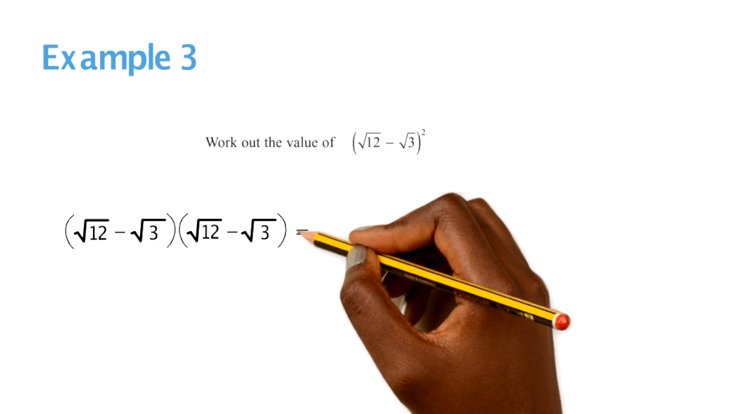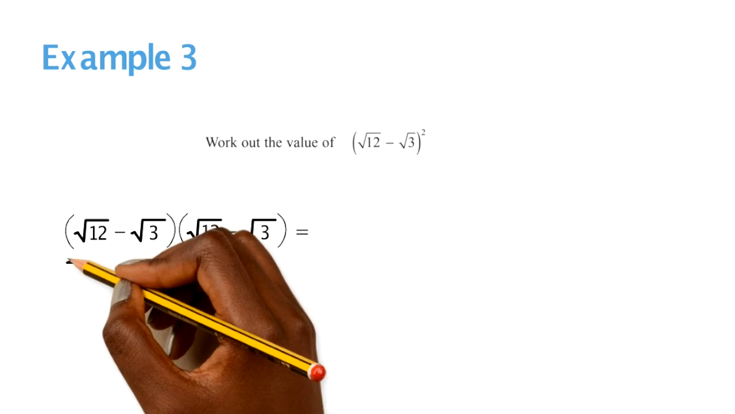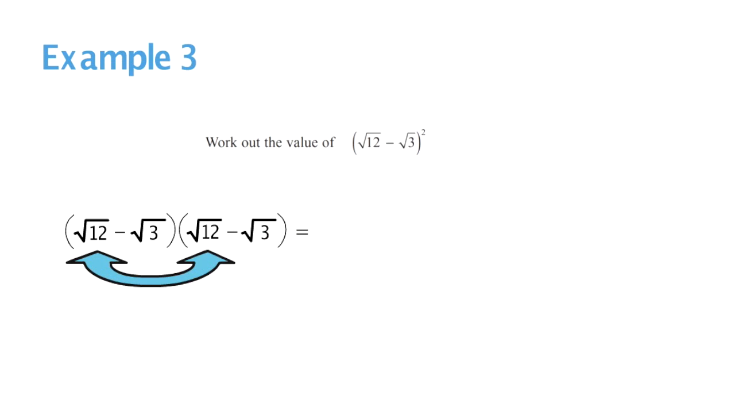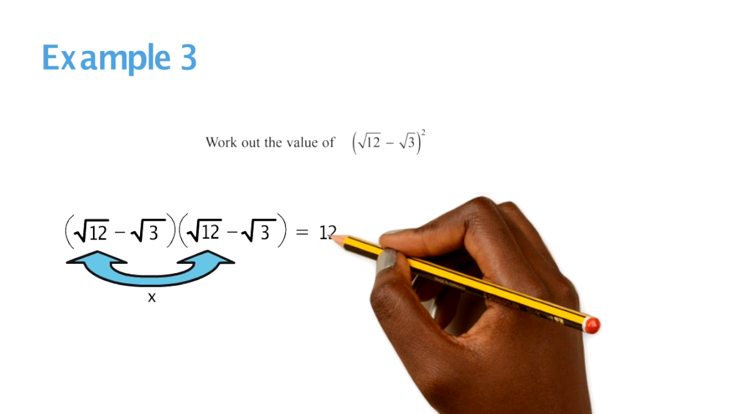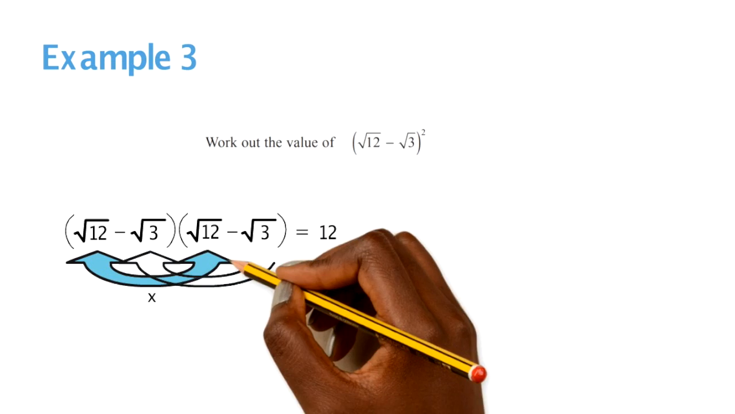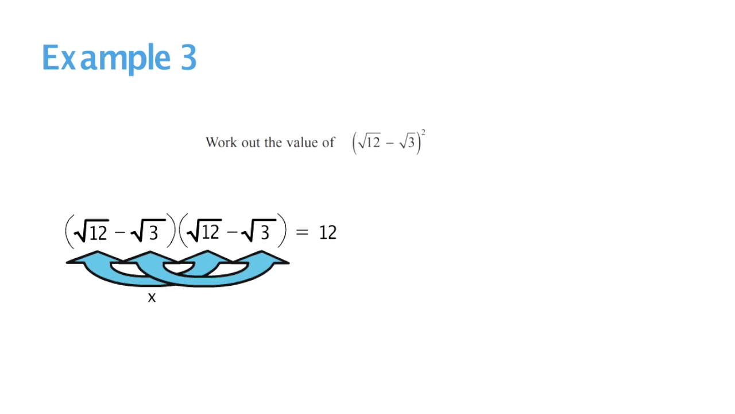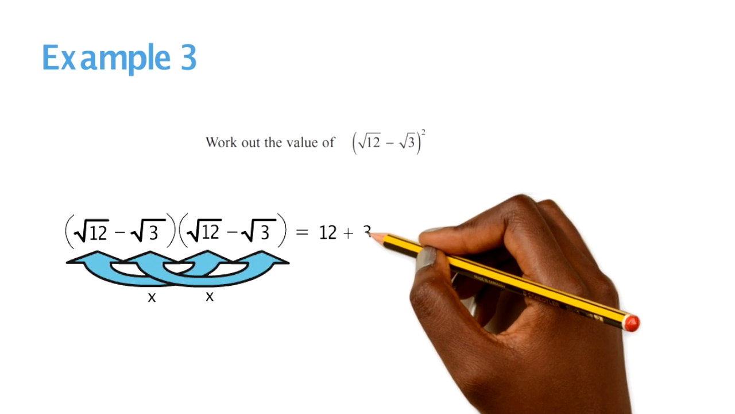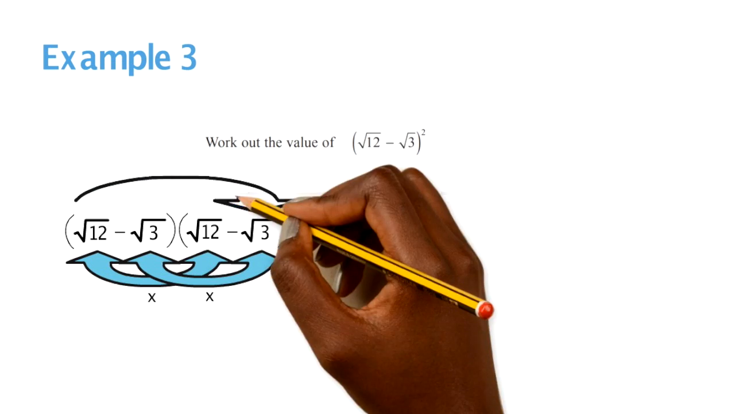So again, with expanding brackets, you're going to have your root 12 times your root 12, which again, remember, multiplying two surds that are the same, the roots cancel out, so that's going to leave 12. And so the same thing's going to happen when we do negative root 3 times negative root 3. We're going to be left with positive 3. Because remember, two negatives multiply and make a positive.